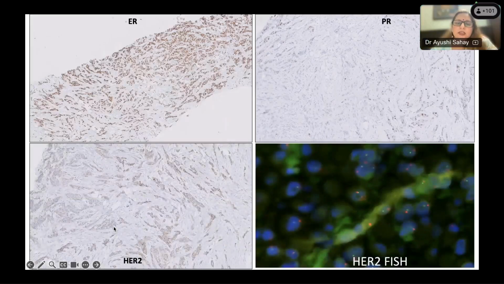So in this particular case also, we went ahead and did the IHC, and you can see that it was ER positive. PR was less but still positive. HER2 turned out to be equivocal in IHC, but FISH confirmed. You can make out that there is no amplification, no increased green signals. So the FISH is non-amplified. So it is hormone receptor positive, HER2 negative.